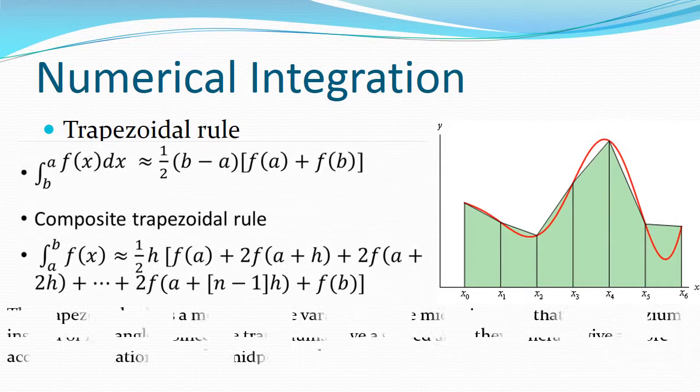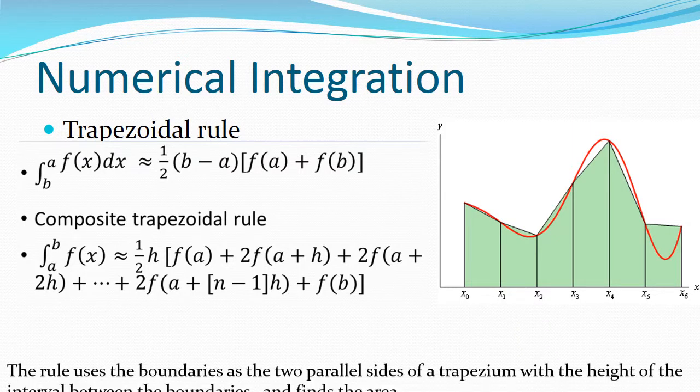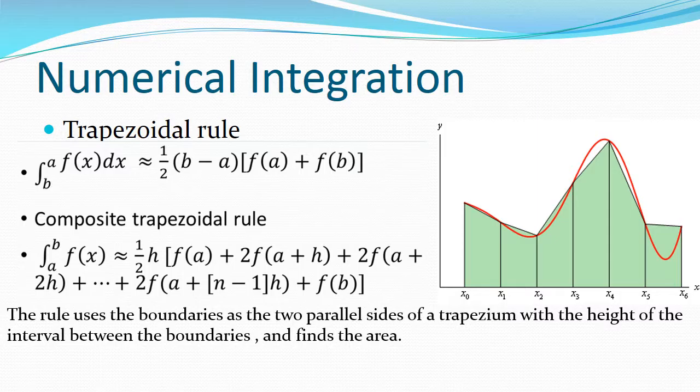The trapezoidal rule is a more accurate variation of the midpoint rule that uses trapeziums instead of rectangles. Since the trapeziums have a sloped side, they generally give a more accurate estimation than the midpoint rule. The rule uses the boundaries as the two parallel sides of the trapezium, with the height being the interval between the boundaries, and finds the area.